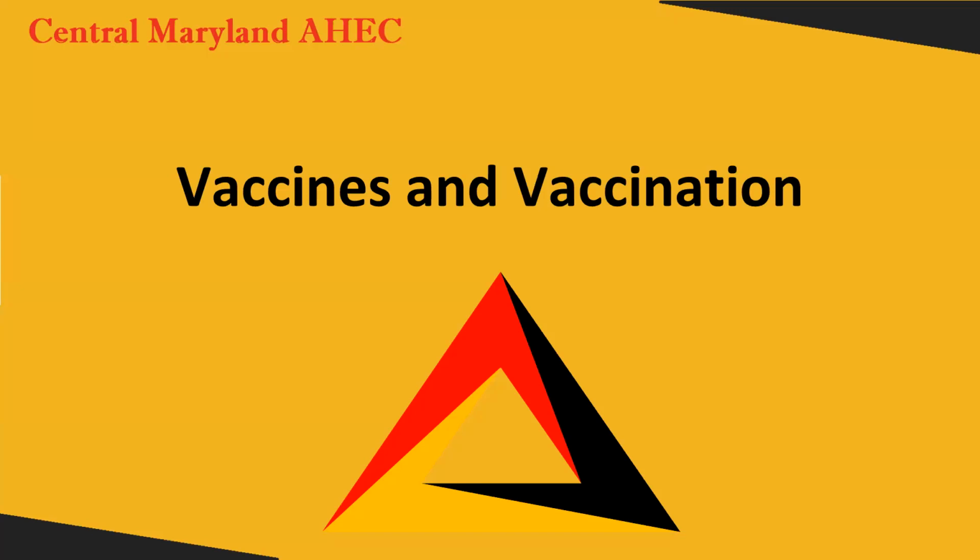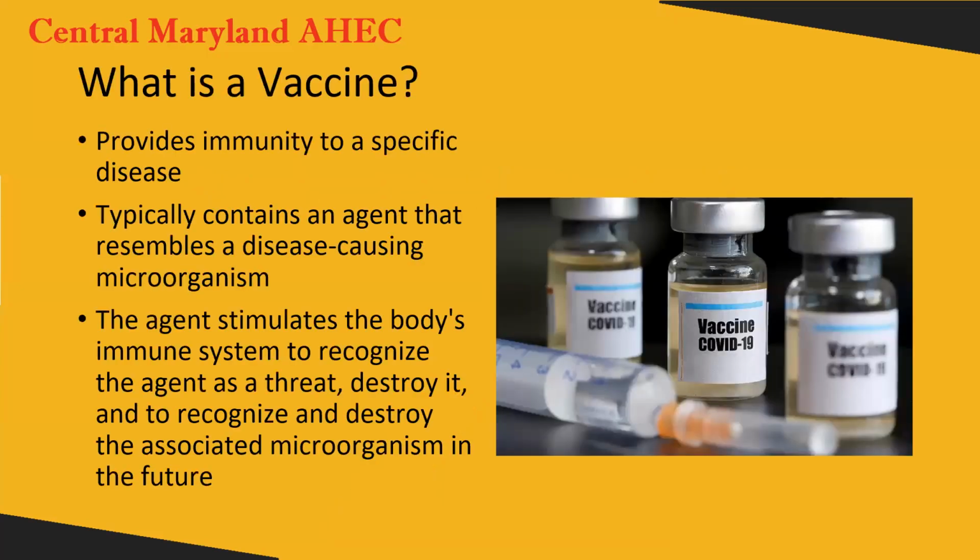I'll first give an overview of vaccines and vaccination and then go into some specifics about COVID-19 vaccines. So what is a vaccine? A vaccine provides immunity to a specific disease. It typically contains an agent that resembles a disease-causing microorganism, such as a virus. That agent stimulates the immune system to recognize it as a threat and destroy it. And then the immune system creates antibodies against it that can destroy the associated microorganism in the future.